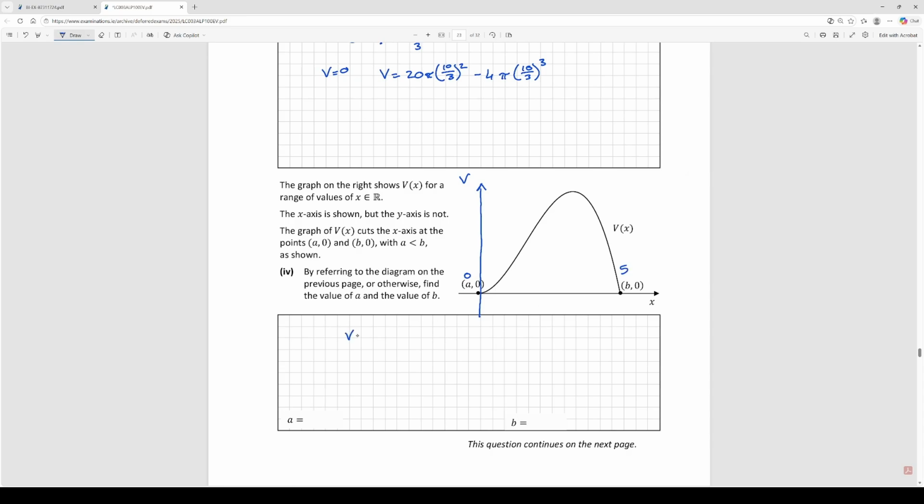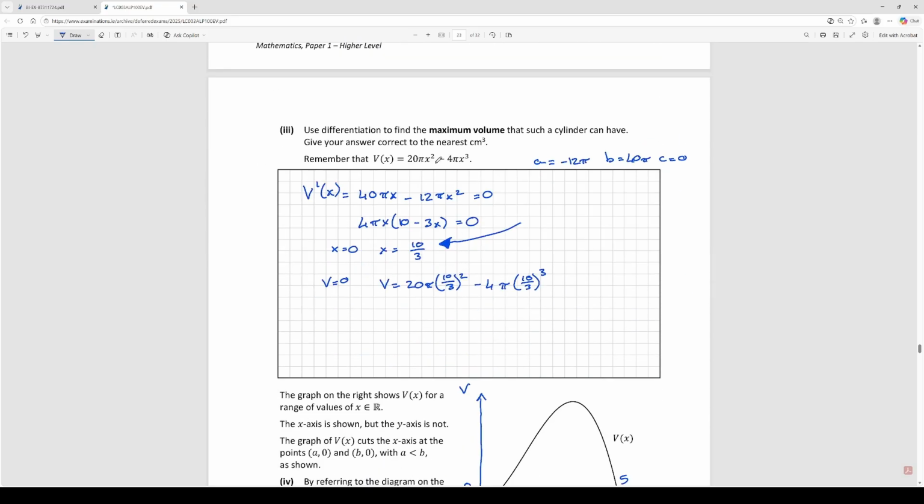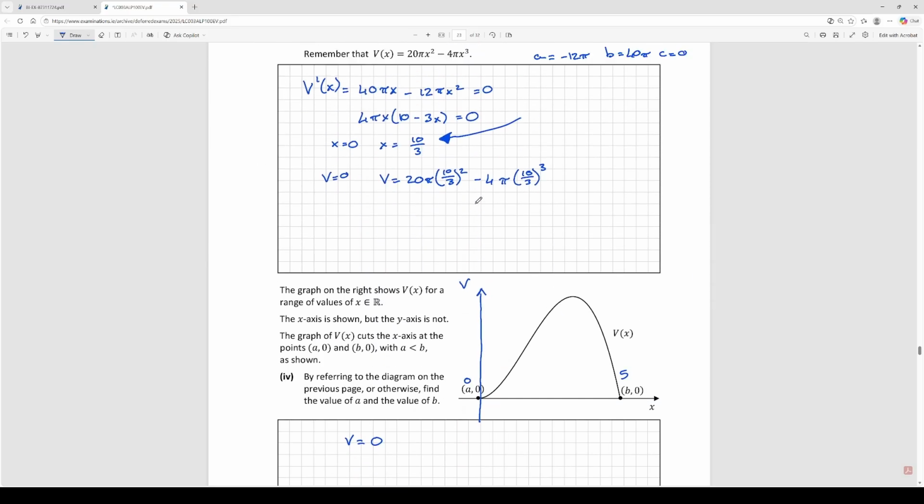also done is put the volume formula equal to 0, basically, because they said this is a graph for volume. It's cutting the x-axis here and here. That means that the volume is 0 here and here. So we take this, put it equal to 0. So if we did that, this is just another way of doing it.